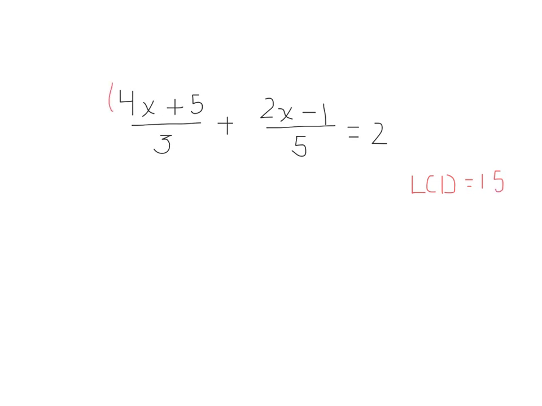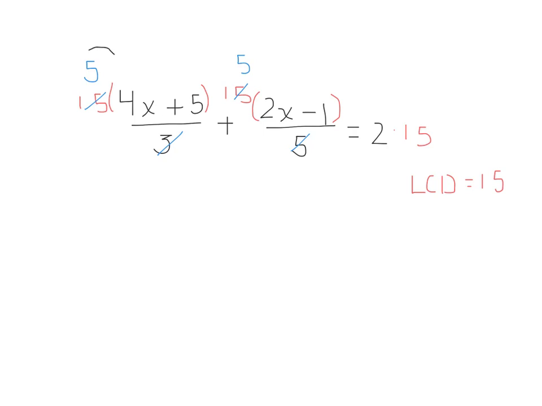But again, instead of getting common denominators, we're just going to go through and multiply every term by that LCD, 15, including the 2 on the other side of the equal sign. Everything in the equation has to be multiplied by 15. When we do that, we notice that 3 goes into 15 5 times, so that denominator disappears. 5 goes into 15 3 times, so that denominator disappears. And of course, there's no denominator on the other side.